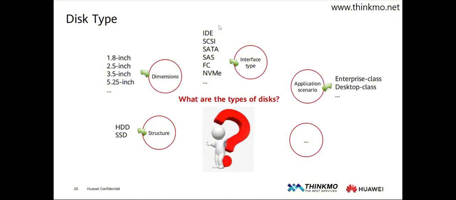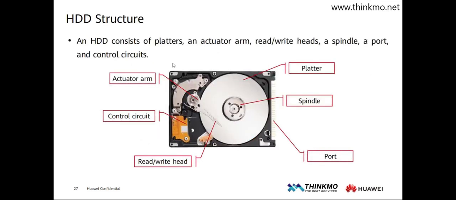Next, we will mainly focus on mechanical drives. Let's start by introducing the content of mechanical drives. First, let's look at the overall structure of a mechanical drive. What does it look like? As you can see in this image, it is divided into 6 parts. The control circuit, the read-write head, the disk, the spindle assembly, and finally the interface.